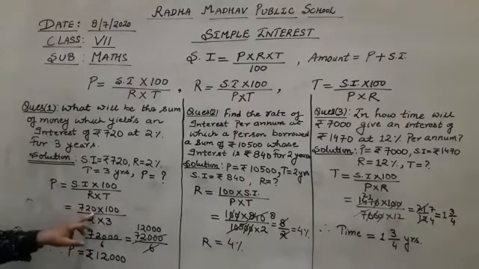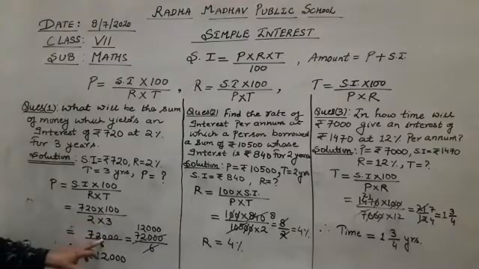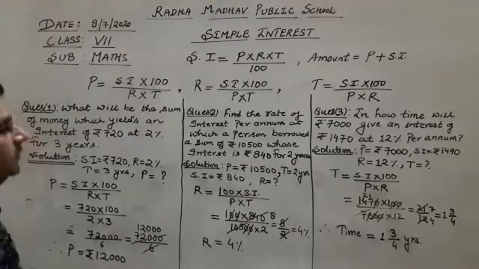So 720 × 100 is 72,000 and 2 × 3 is 6. On dividing 72,000 by 6, we get 12,000. So the principal is 12,000.